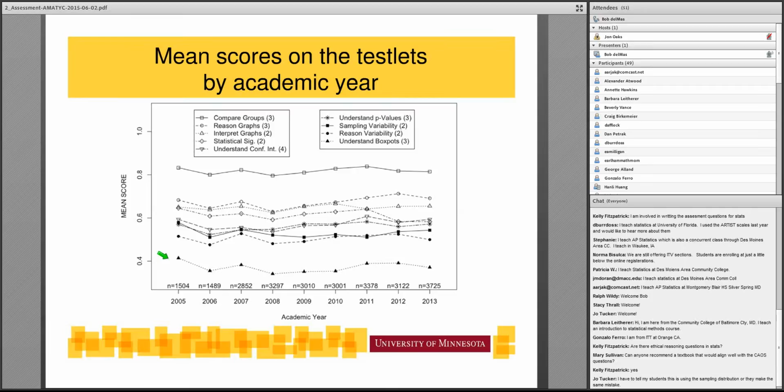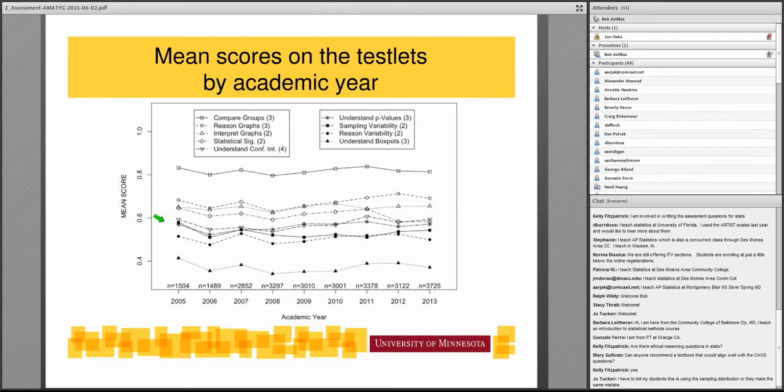You can see down here again that difficulty with understanding graphs primarily has to do with understanding box plots. There's a bit of research out there indicating that it is difficult for students to understand and interpret box plots. So this is mapping with that. Reasoning about variability, again, we saw that in the previous graph. Sampling variability is being difficult also.